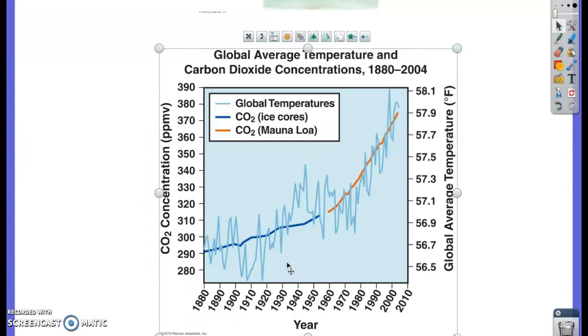There is global warming happening. To what extent it will continue to warm up and what the effects of that will be, that we can't be so definite about. But it definitely is occurring.